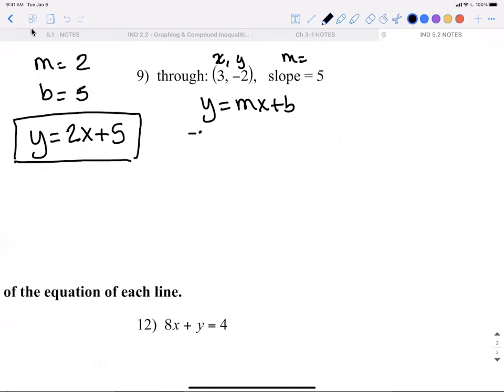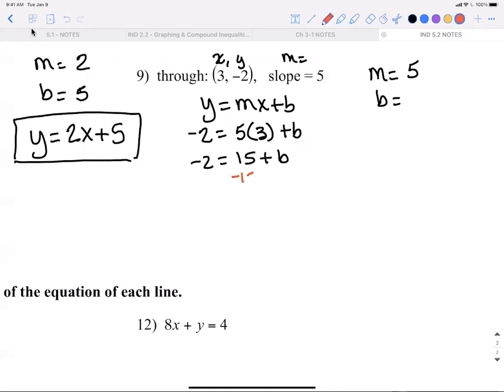My y here is -2. My m is 5. My x is 3. And I don't know my b. Remember, I'm trying to find my m and my b, and I'm given my m. -2 equals 5 times 3 is 15 plus b. I'm going to subtract 15 and subtract 15. And I get -17 equals b.